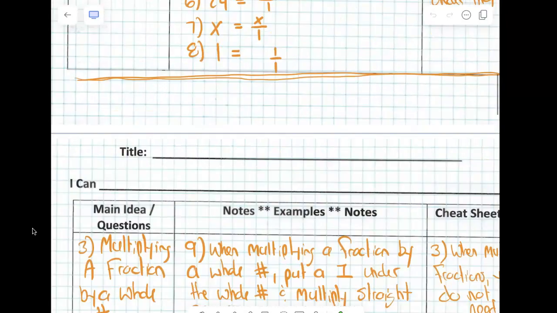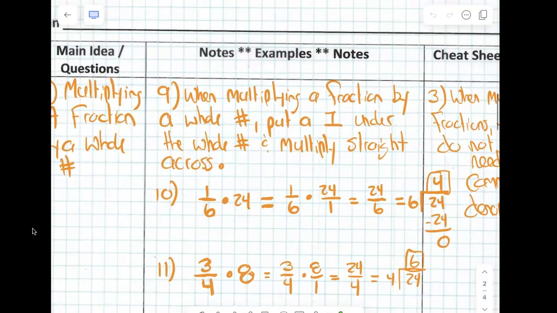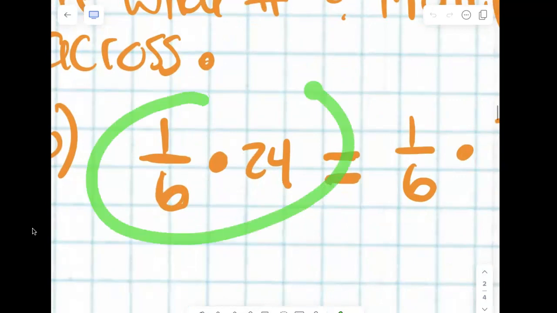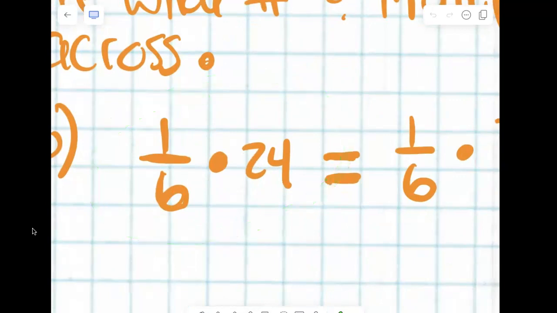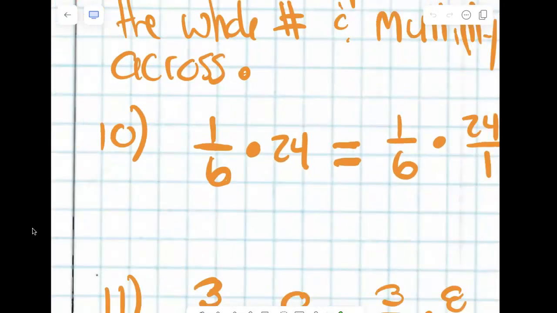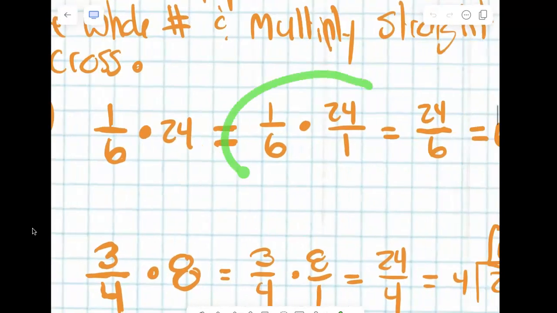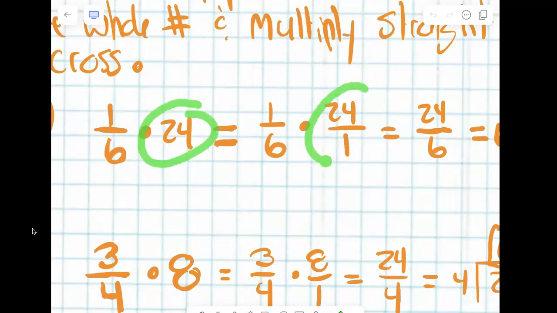Yes, sure does. Okay, now, when multiplying a fraction by a whole number, we put a 1 underneath it, and then we multiply straight across. So, ladies and gentlemen, here was our problem: 1/6 times 24. I told you that it is easier to solve if you make 1/6 times 24 over 1 into both fractions. So this 24 is now 24 over 1.